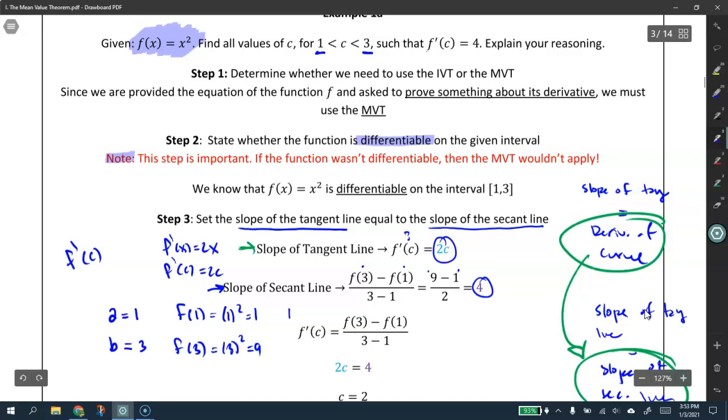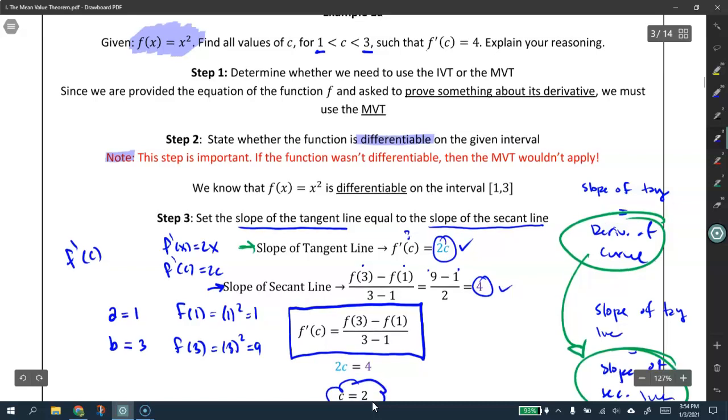So what are we essentially doing? We're applying the mean value theorem, where you take a derivative of the curve and you set it equal to the slope of the secant line. And when you do something like that, you end up with 2c is equal to 4. And once you're done with that and you solve it, you end up with that magical point, and that magical point is c equals 2.